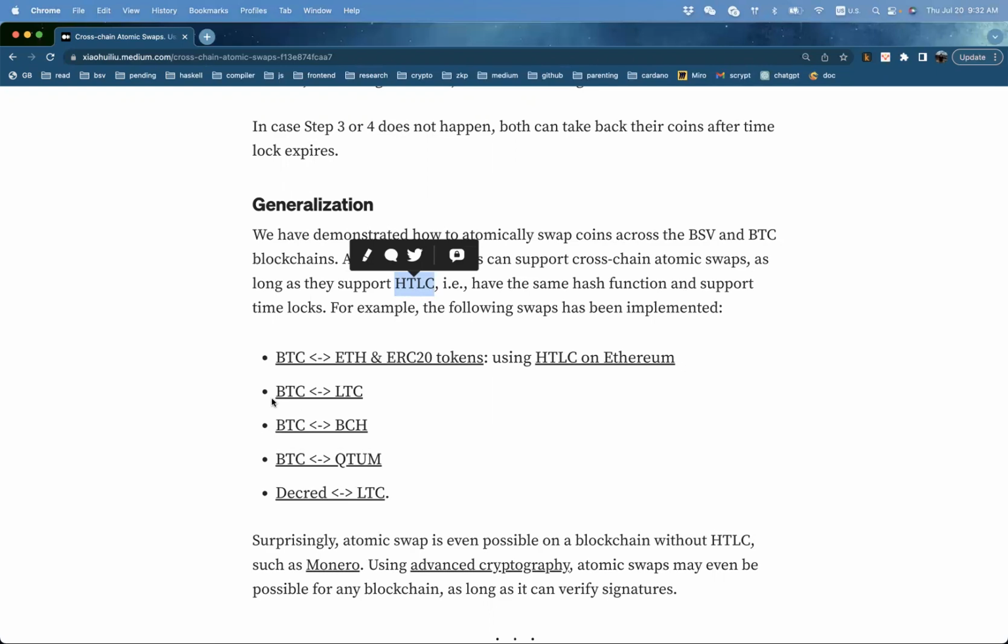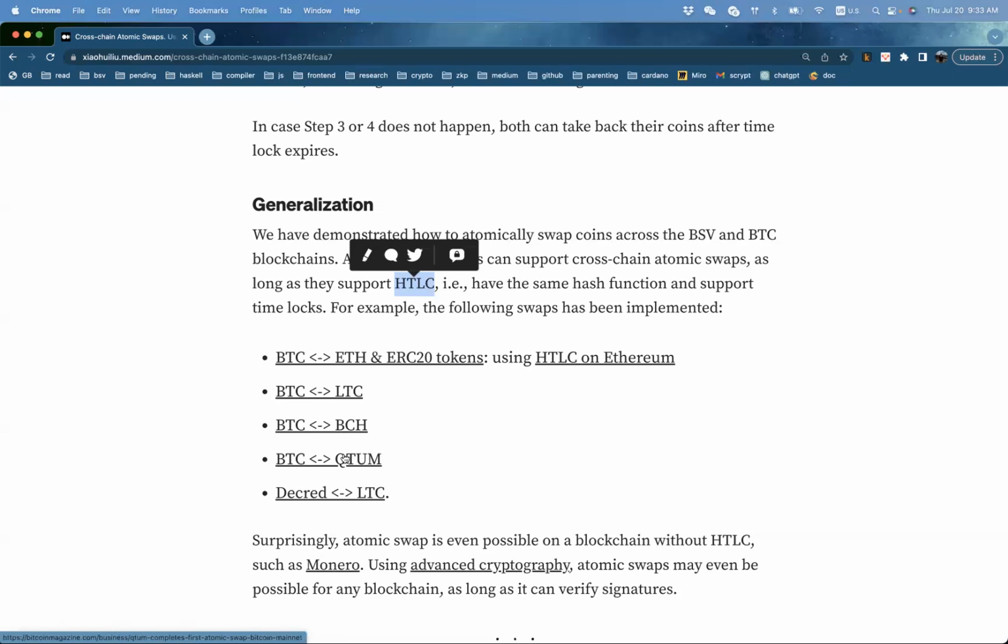So same thing. People have done this with BTC, LTC, BCH, Qtum, Decred, all these chains you can swap with each other. Okay. As long as there's only one condition: the chain must support the HTLC contract. So in the case of BSV, because we can support it, we can swap with any other chain that supports it.